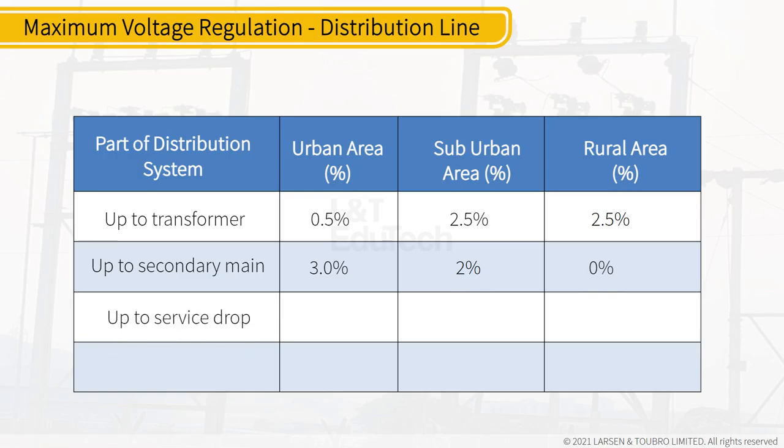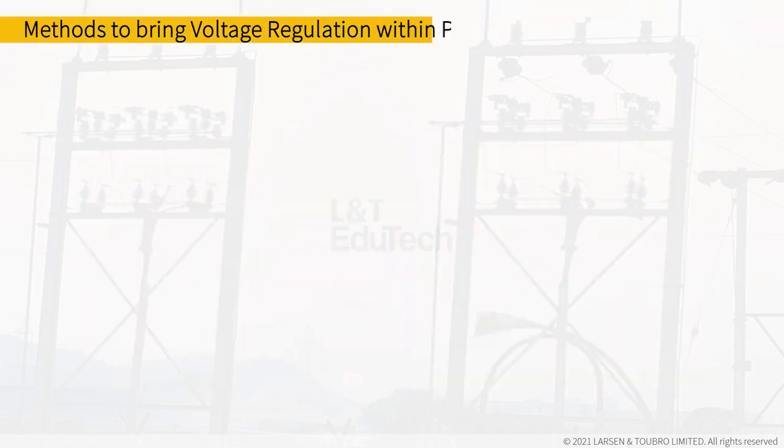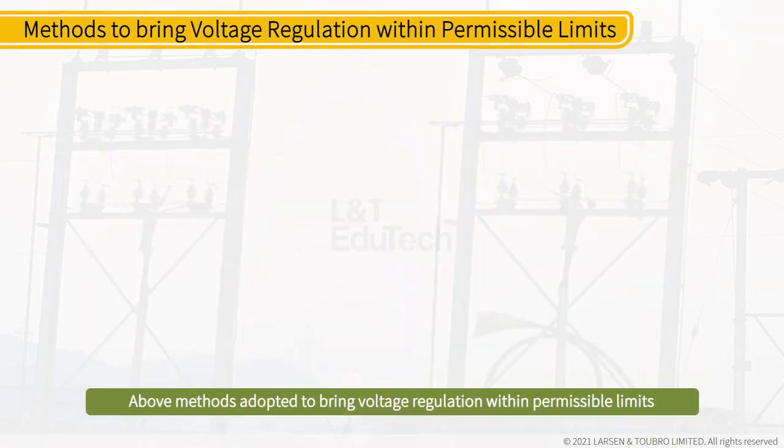Up to service point, in urban area it is 0.5%, in suburban area it is 0.5%, and in rural area it is 0.5%. In total, in urban area it is 6%, in suburban area it is 5%, and in rural area it is 3%. Let's discuss the methods adopted to bring voltage regulation within permissible limits, which are as follows.